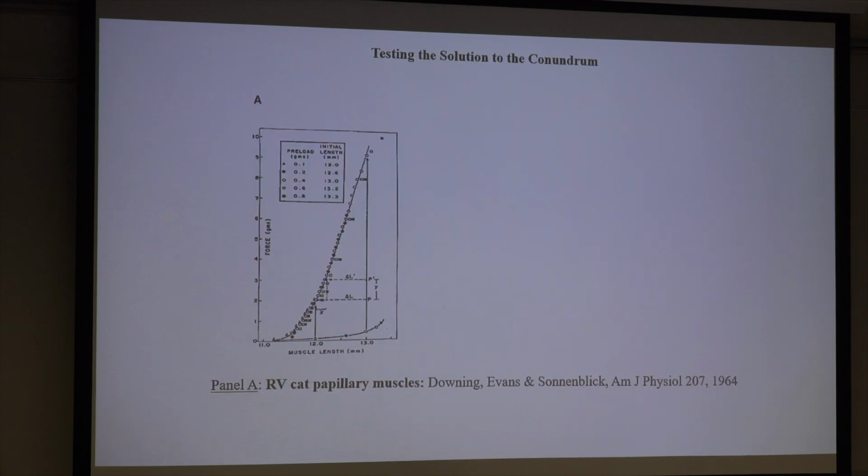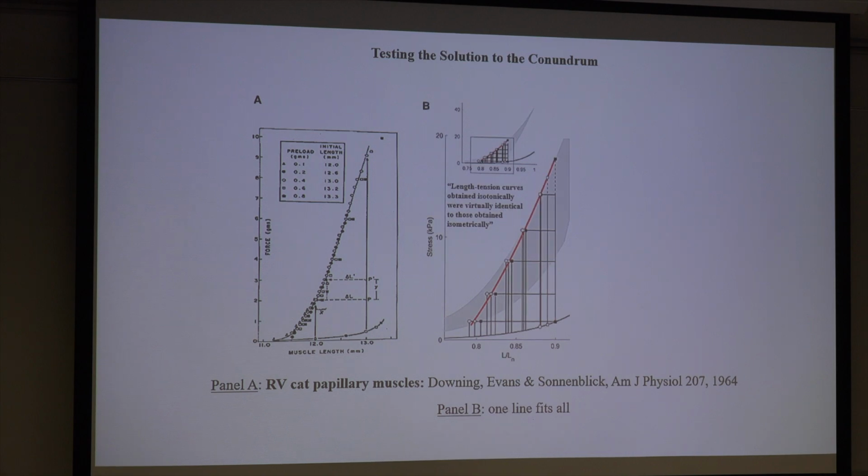But that was done in the whole heart, remember. We're now going to step down by about two orders of magnitude to cat papillary muscles, done by some of the leading people at that time. Now they're going to vary both the afterload, to the maximum that we can get, and the preload, that is, we're going to do these at different lengths. And it's pretty obvious they all lie on the same line. It led the authors to say length-tension curves obtained isotonically were virtually identical to those isometrically.